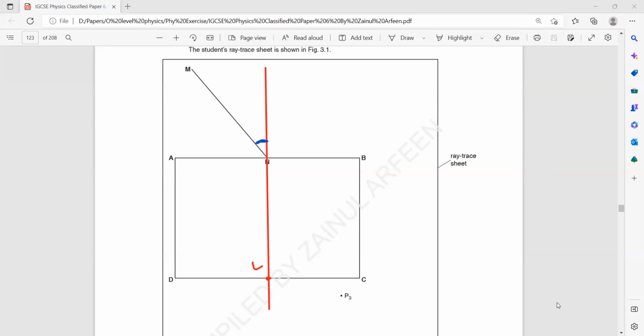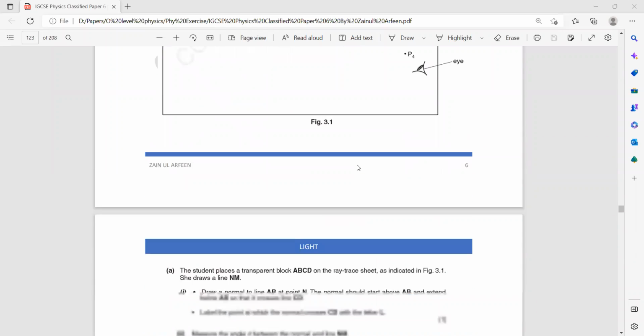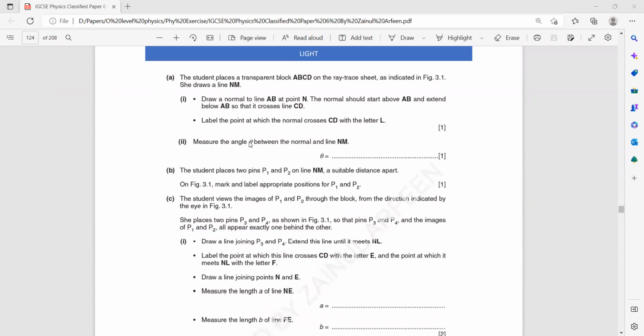Do this now. When we measure this angle, it will be 40 degrees. So we have to record this value. As you can see here, we have to measure the angle theta between N and M, and that we got as 40 degrees.